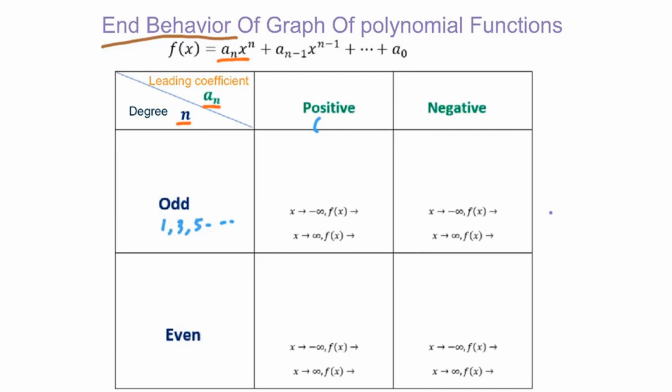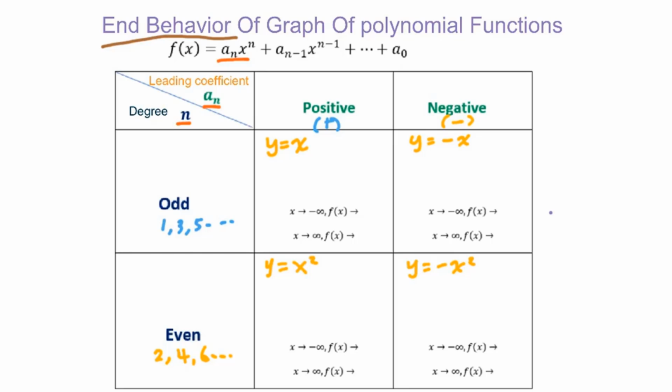When the leading coefficient is positive, everyone is so familiar with y equals x. For a negative leading coefficient, just remember y equals negative x. For even degree, like 2, 4, 6, keep going, and when the leading coefficient is positive, think about y equals x squared. And when the leading coefficient is negative and the degree is even, think about y equals negative x squared.